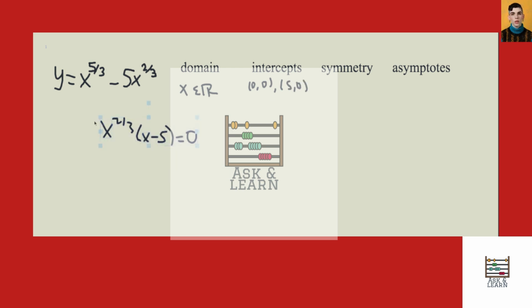And there is no symmetry to this graph. And there are no asymptotes because it's not rational. It's not a rational function.